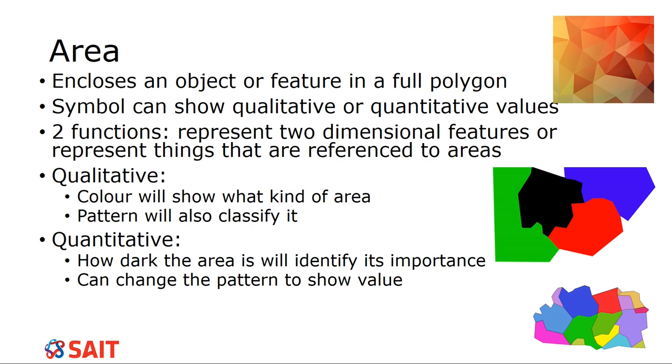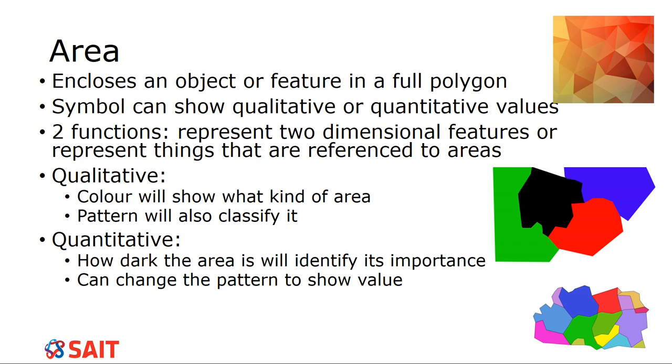Also quantitative information we can show as well, so the darkness of the area. We often see that with color for elevation, right? So we can change the color to show the actual value of it, and we can relate back to it. So we can also identify importance based on how dark it is. Oftentimes the background is really light colored and the foreground is dark. So that also gives it an identification of importance. And then I can also change the pattern.